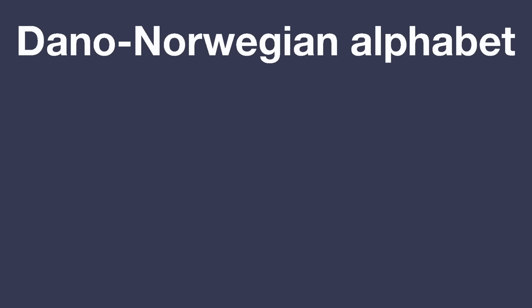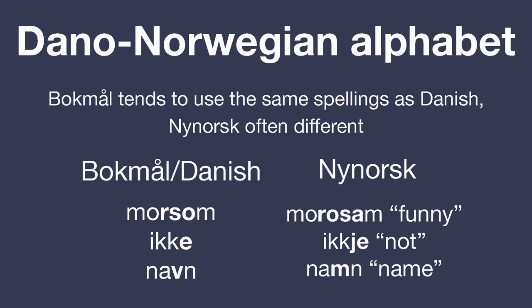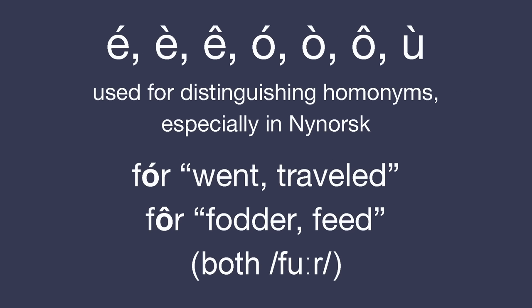Norwegian uses the same alphabet as Danish does, the Dano-Norwegian alphabet, with many of the same spellings for words, especially in Bokmål. Though in Nynorsk, words often have different spellings and pronunciations from Danish. Norwegian also has various diacritics that are used for distinguishing homonyms, especially in Nynorsk.